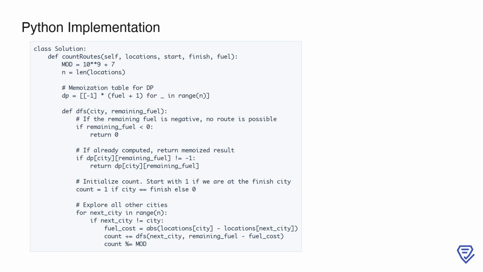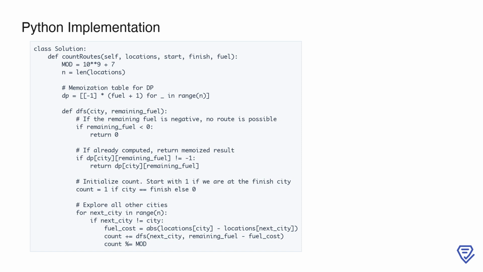The core of the solution is a nested function DFS that performs depth-first search. It takes the current city and the remaining fuel as arguments. Inside the DFS function, we first check if the remaining fuel is negative. If it is, this means it's not possible to continue the route from here, so we return 0.